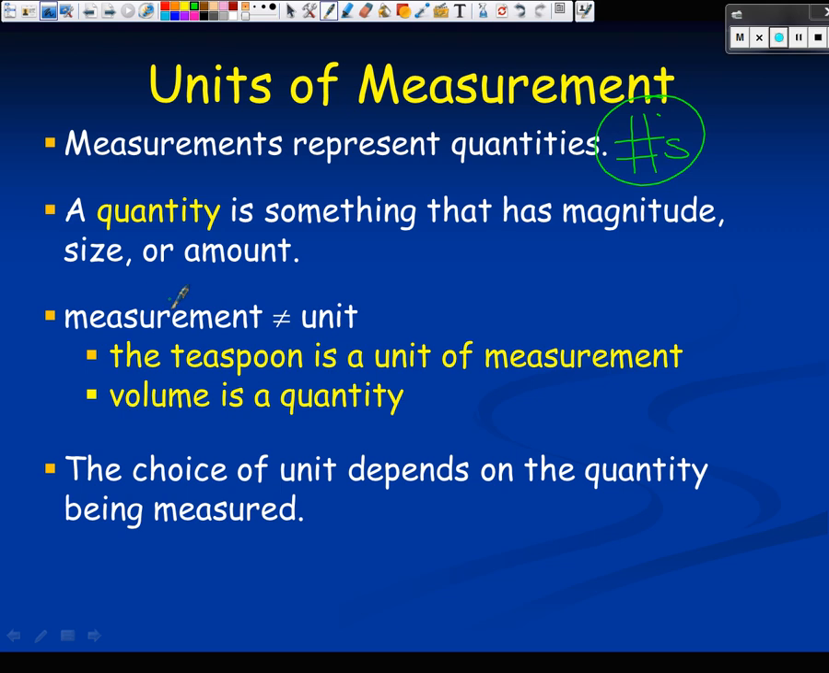Now, I don't know if you guys wrote this, but if you did not, please write this for me. Okay, measurements are not units, but do they go together? Yes, you cannot have one without the other. We talked about how teaspoons and tablespoons are units of measurement, and we talked about how volume is what they're measuring. Okay, so what if we talked about a centigram? Is that a measurement or a unit? A unit. And what are you measuring with a centigram? Not weight. Mass. There is a difference, and we'll talk about that here in a little while. Okay? The choice of unit depends upon the quantity being measured.